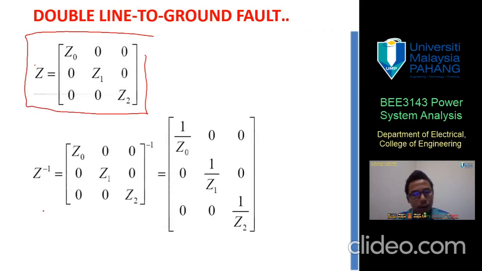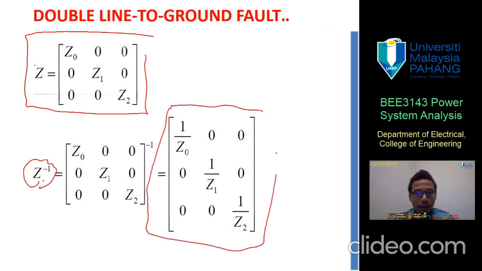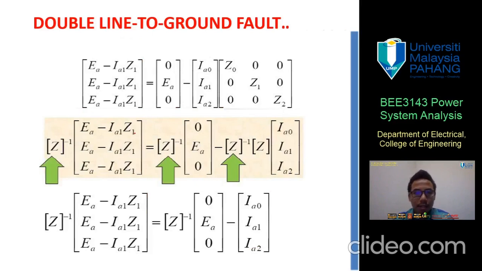So basically what we're going to do is inverse this impedance matrix to become like this, at the end, 1 over Z0, 1 over Z1, and 1 over Z2. Then after that, we proceed with the next solution. This time we put the inverse of the impedance matrix on both sides, for the left and the right. From here, it's identity, so it becomes the identity matrix, like this, while the others remain there.